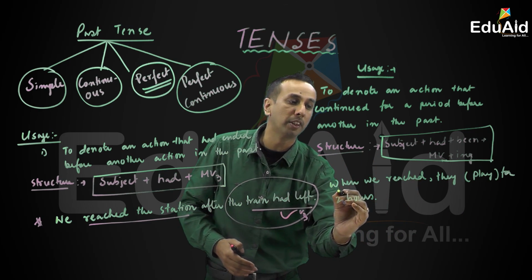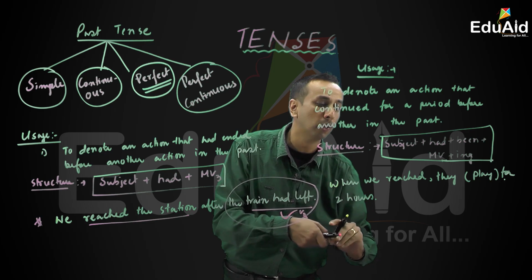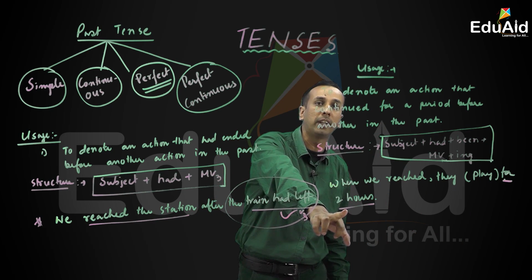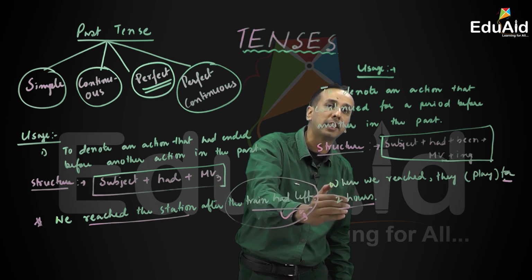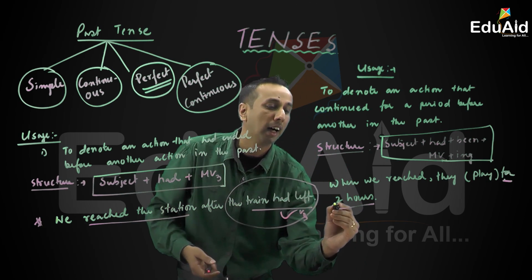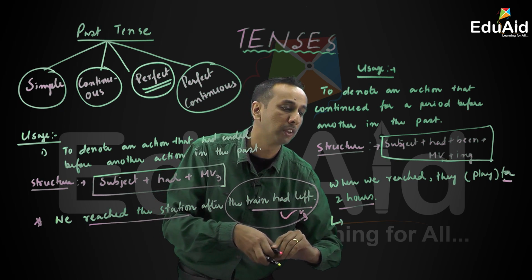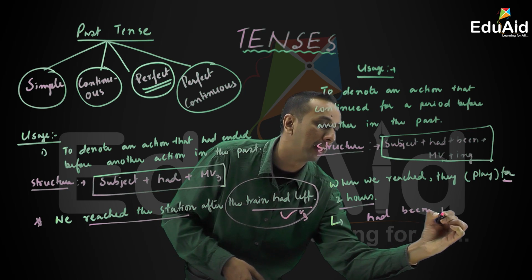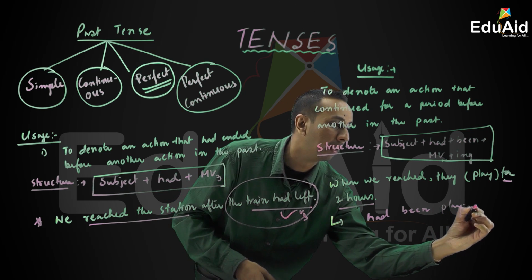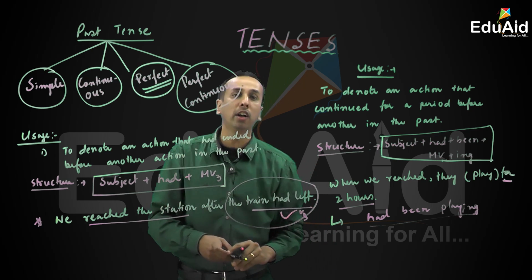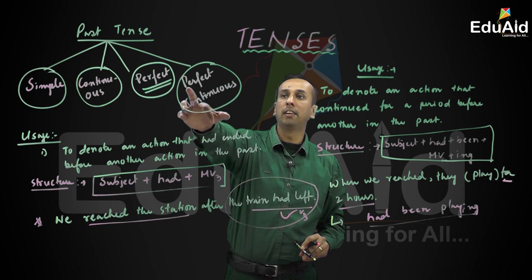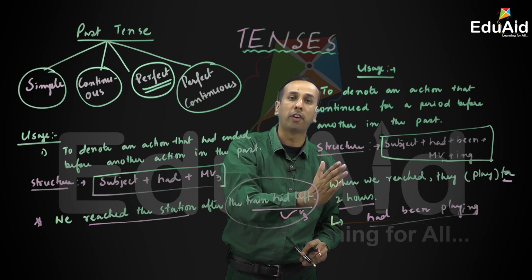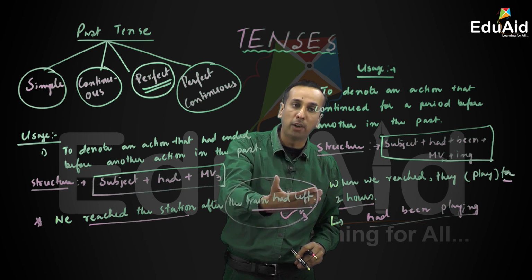But here the question says, when we reached, they play for 2 hours. The action continued for a period of time. They had been playing for 2 hours. So to describe such a kind of sentence, we have to use past perfect continuous tense. The answer will be had been playing, because this action continued for 2 hours. So this is the basic use of past perfect continuous tense: to denote an action continued for a period of time in the past prior to another action.